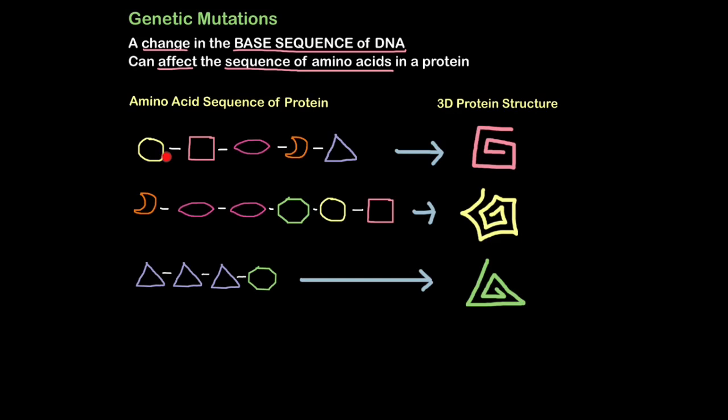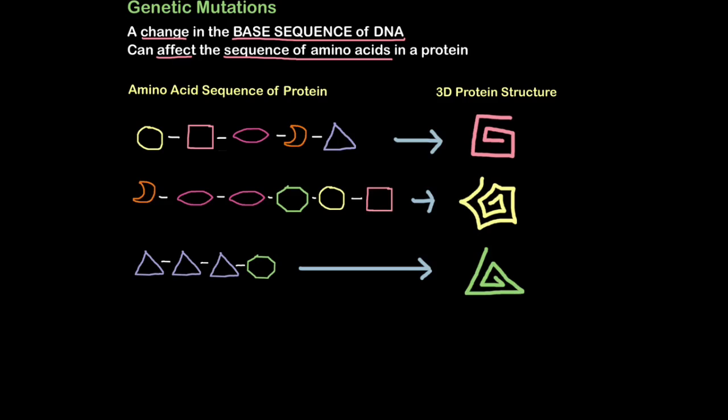So here you can see different sequences of amino acids, and you can see how this results in the protein folding in a different way to give it a different three-dimensional shape. So a mutation can affect the sequence of amino acids in a protein and therefore affects how it folds and therefore performs.